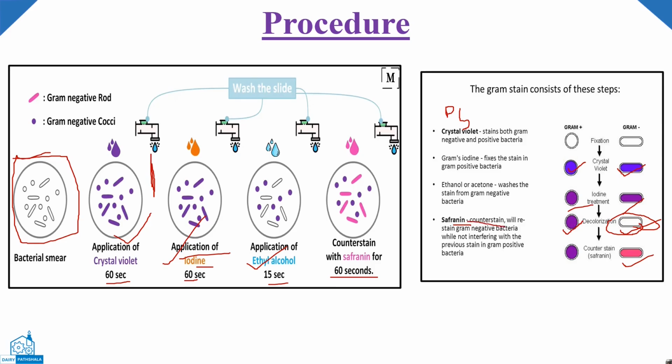As we add the counter stain, under light microscopy at 100x oil immersion, gram positive will show violet and gram negative will show pink or red color. This is the procedure. First you add the primary stain, crystal violet. Then the mordant, which is iodine. Then the decolorizer, which is ethanol or ethyl alcohol. Then the counter stain, which is safranin. PMDC.